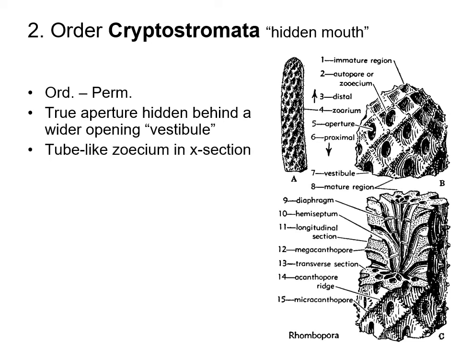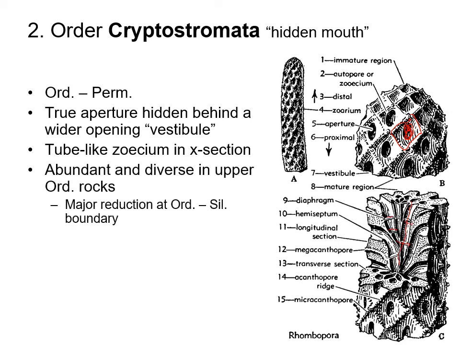Let me see if I can highlight that a little better. There we go. So that's the vestibule, and then there's the actual aperture inside. If you cut these in half, you'll see a tube-like zoecium with these little partitions. These are abundant in our upper Ordovician rocks. That appears to be when they really started out. They had a huge diversification event in the Ordovician, except we do lose a lot of them then at the end of the Ordovician. So some of these are only present in the late portion of the Ordovician, but many do continue to persist until the Permian.